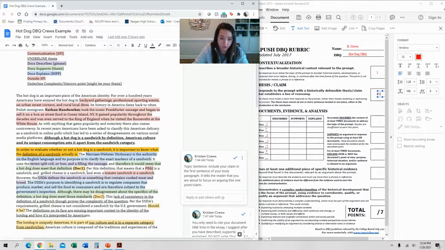So for document 1, I'm going to start with document 1. The Merriam-Webster Dictionary is the authority on the English language, and its purpose is to clarify the exact markers of a sandwich. It uses the terms split roll or bun and a filling, the sausage, and therefore it would seem that a hot dog does meet the definition.